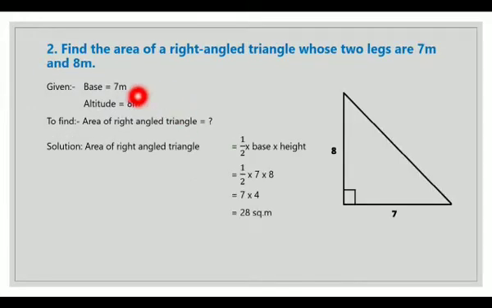The next sum: find the area of a right angle triangle whose two legs are 7 centimeter and 8 centimeter. So here I have drawn the right angle triangle whose two legs, meaning two arms, are 8 and 7 centimeter. Given base equals 7 and altitude, that is height, equals 8 meter. To find area of right angle triangle, as we know the formula, area equals half into base into height. So half into 7 into 8. So 2 ones are 2, 2 fours are 8. So 7 into 4, which is 28 square meter.